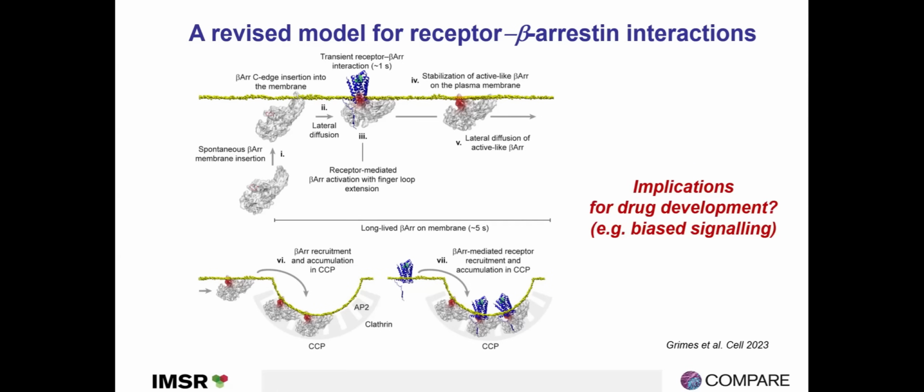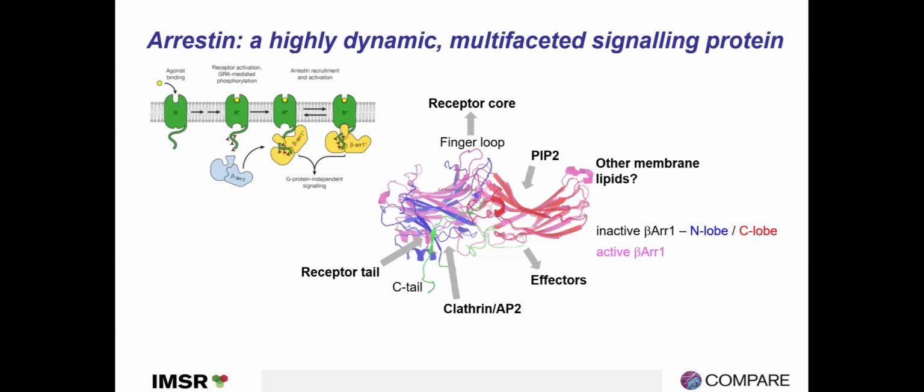Of course, this is all new, and we and others are thinking about what could be the implications of this for drug development, things like biased signaling and other things you are very familiar with. And just going back, I'm finished, to the main focus of your meeting, I think beta-arrestin could be a very interesting model to study allostery.